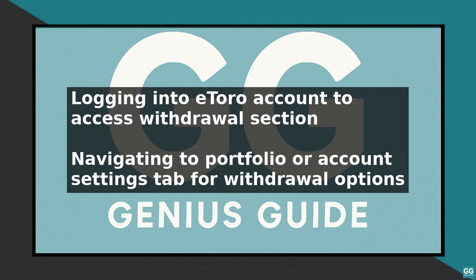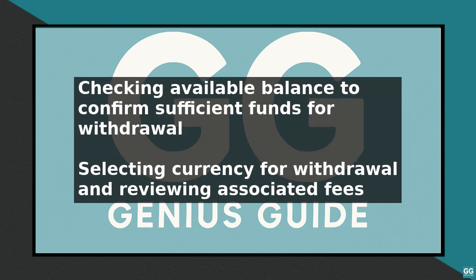Verification involves providing identification documents such as a passport or national ID, as well as proof of address. Once your account is verified, check your available balance to confirm that you have sufficient funds for withdrawal. eToro allows withdrawals in various currencies, including USD, EUR, and GBP, so select the currency you wish to withdraw in.